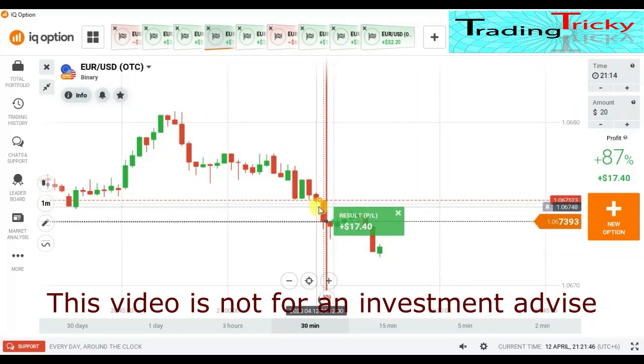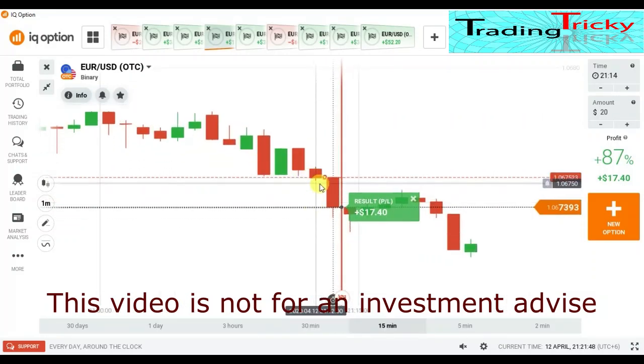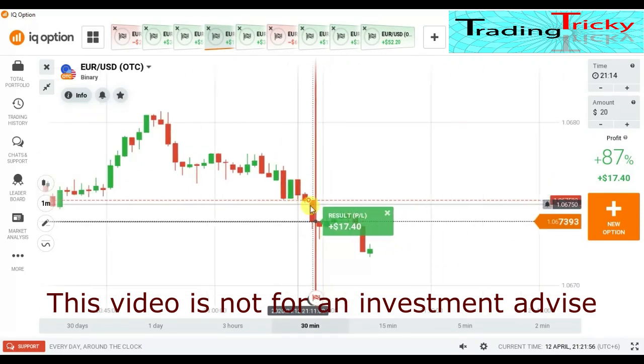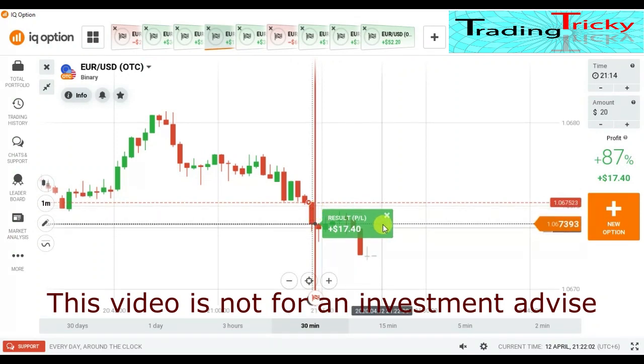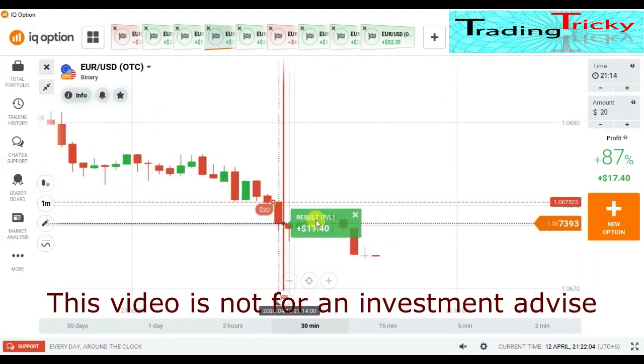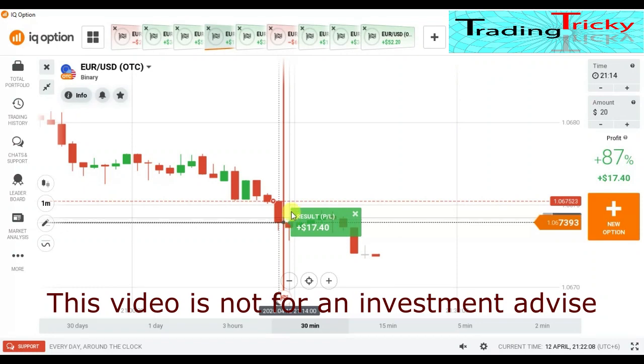Then I saw that the candle closed below that level. There were some buyers, but the candle closed below that level, which means the next candle would be a bearish candle. So I placed $20 on a lower option again, and I won this trade.